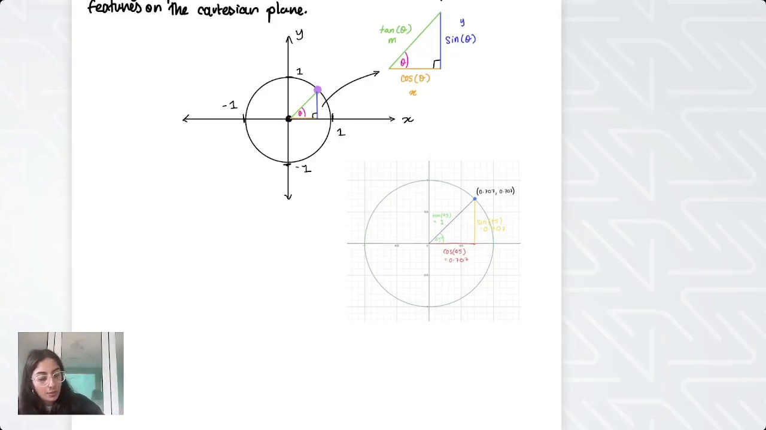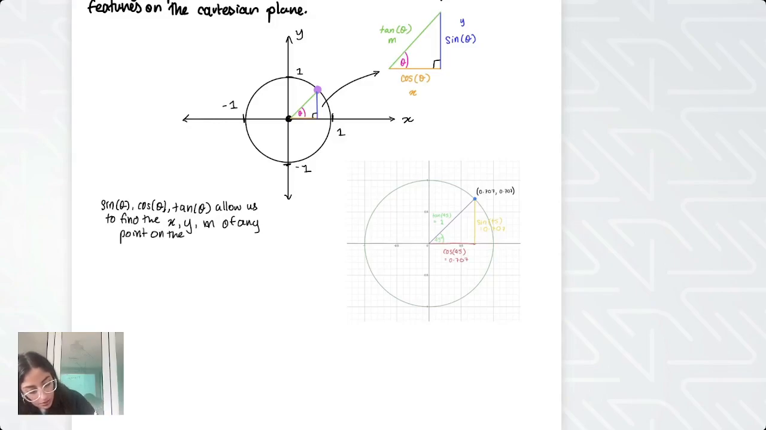Okay, so let me write that down. So sine, cos, and tan allow us to find the x, y, and m of any point on the unit circle.